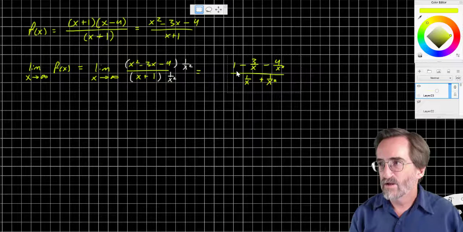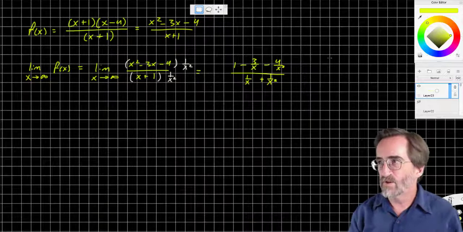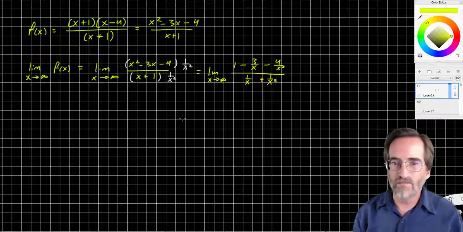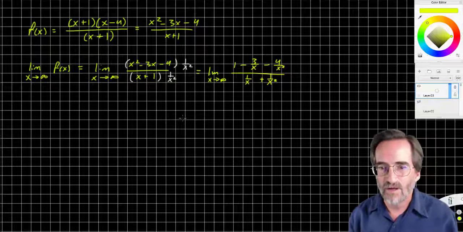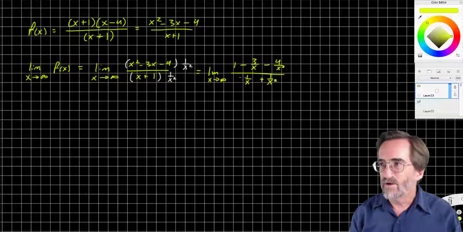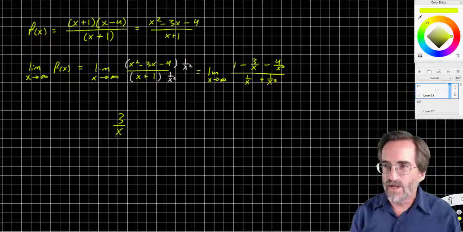Okay? So let's put the limit back in there where it belongs. The limit as x approaches infinity. All right. So here we go. Let's look at just one part of it. What happens to 3 over x as x goes off to infinity?